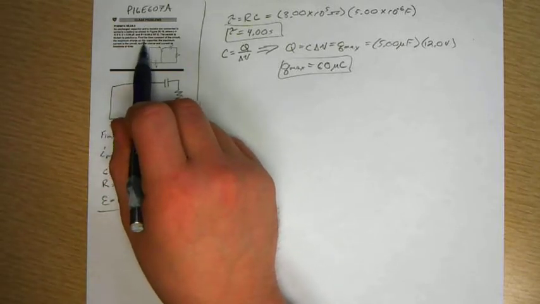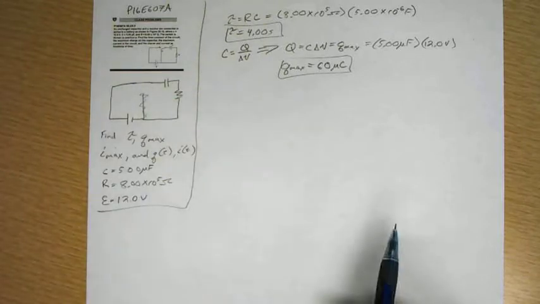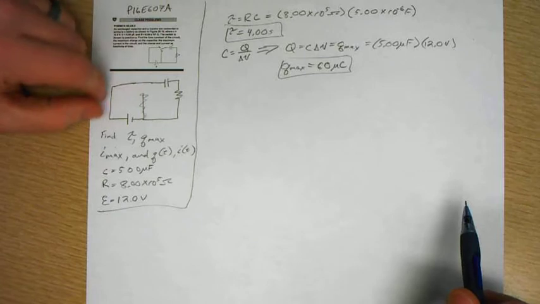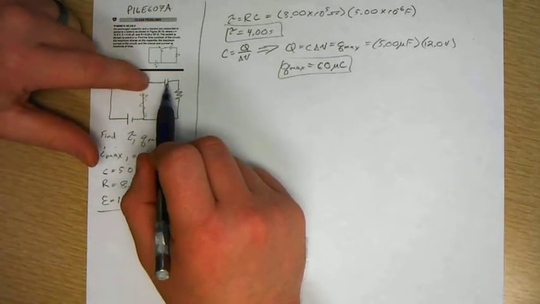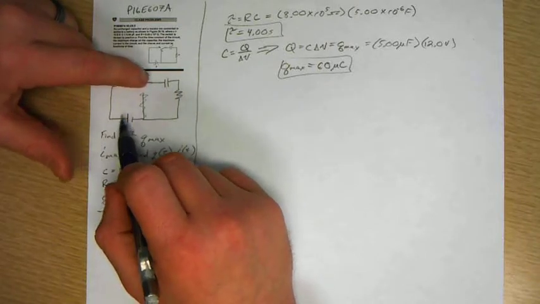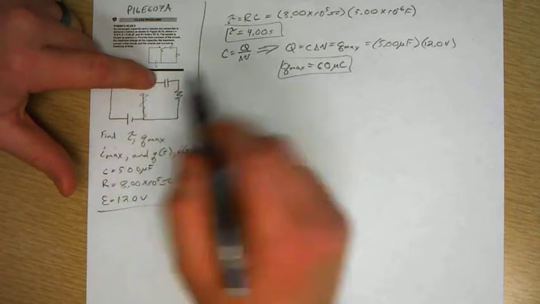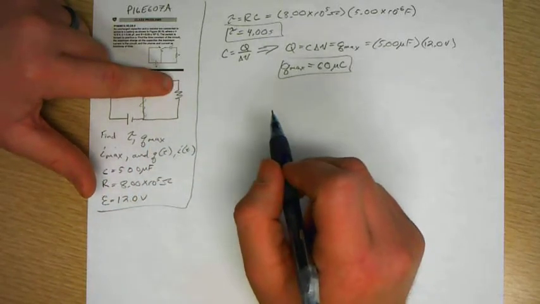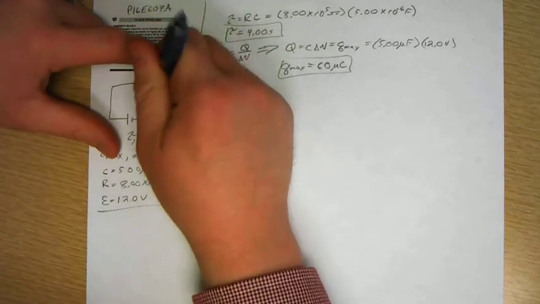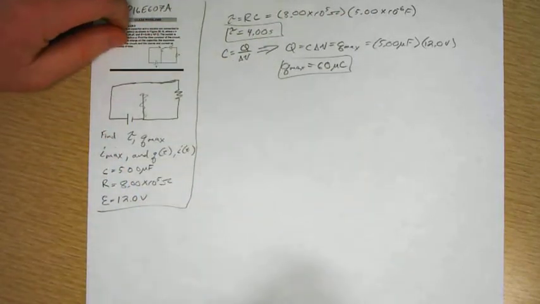So the next thing it says is to find the maximum current in the circuit. Well, there are two ways we can approach this. As soon as the switch is thrown, there's no charge on these plates, so these plates offer no resistance whatsoever to the current flow. So at that instant when the switch is thrown, the current is going to equal the current as if that capacitor wasn't there at all, as if it was just a straight line connecting the resistor.